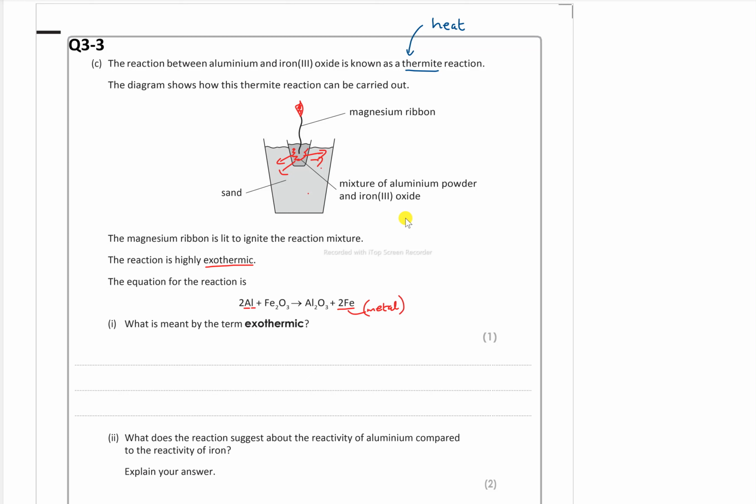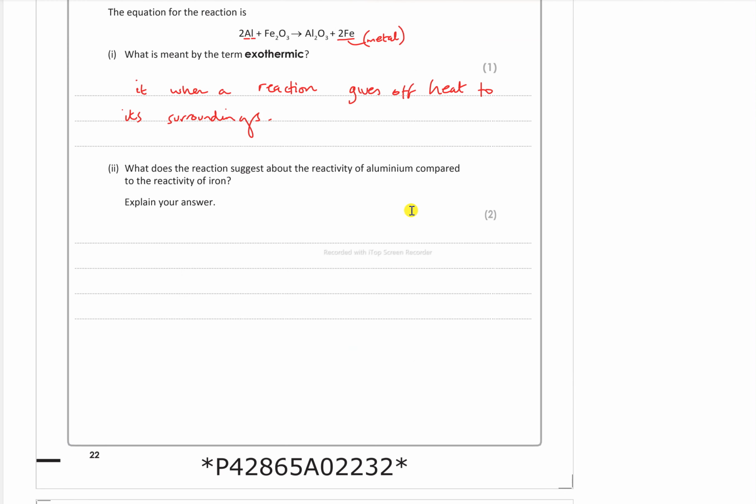What is the term exothermic? Exothermic is when a reaction gives off heat to its surroundings. There you go. So what does that tell you about the reactive aluminium if it kicks out that?